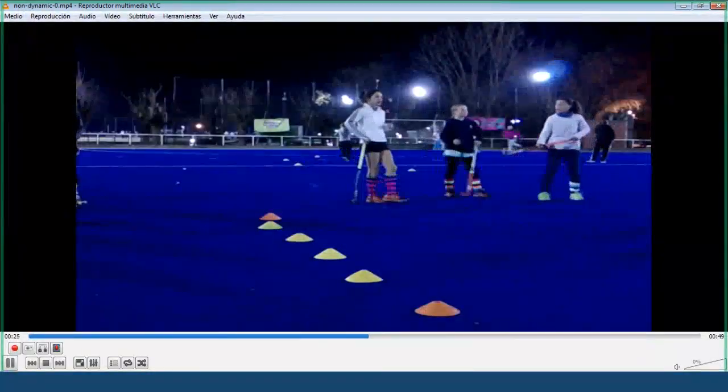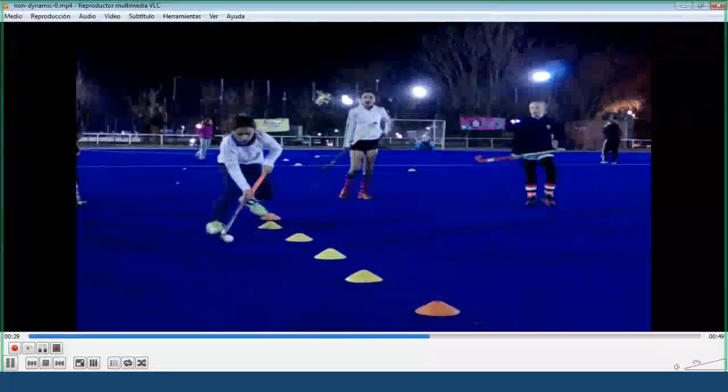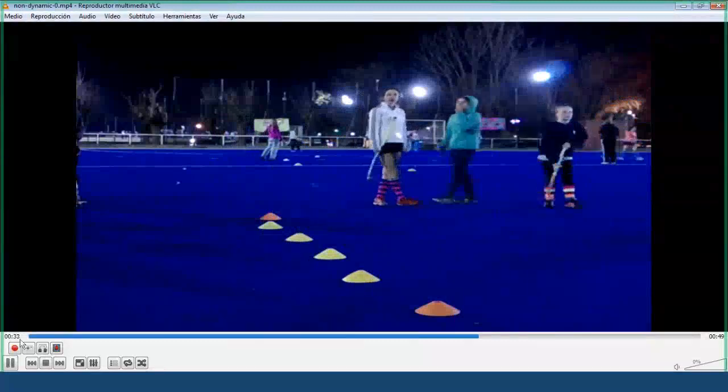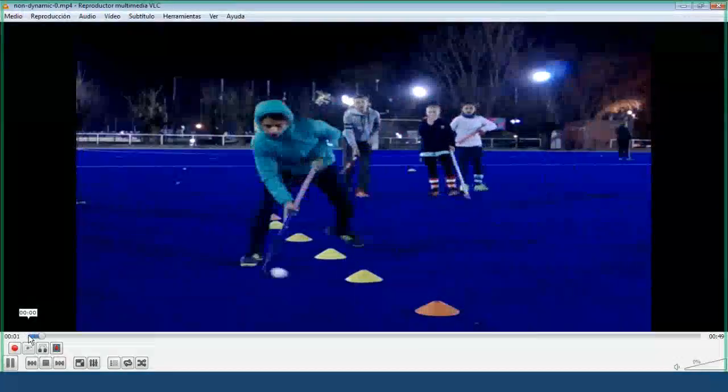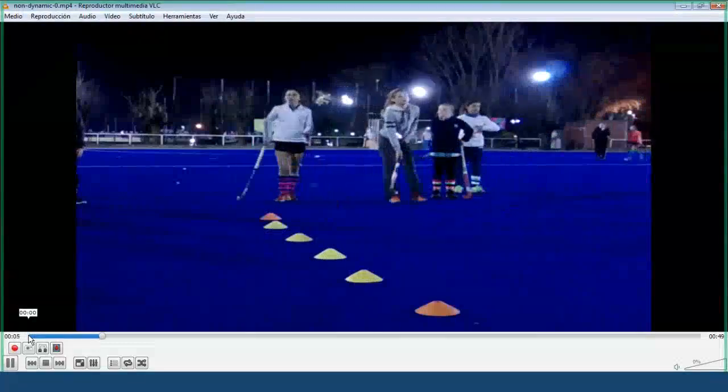That is all the dead time. And let's say she took another 5 seconds. So she goes again. Another one goes in. So what do we have here? We have that, on average, they take between 4 to 5 seconds to execute the drill.